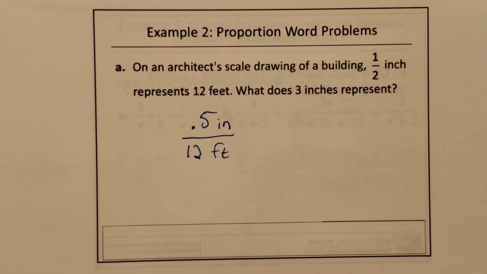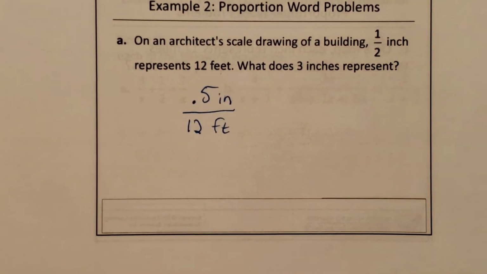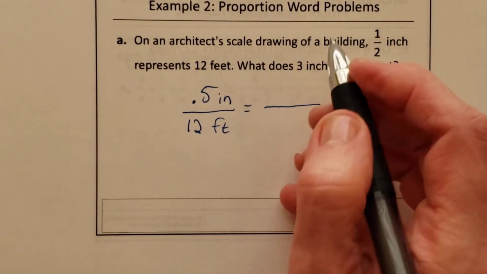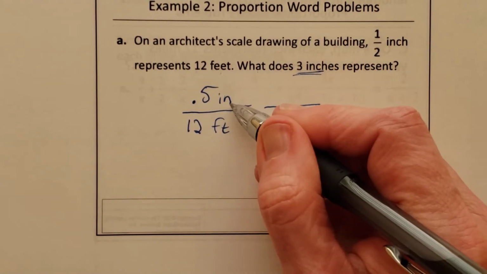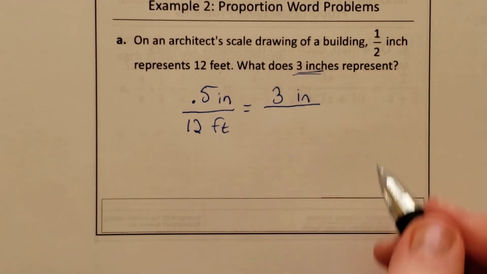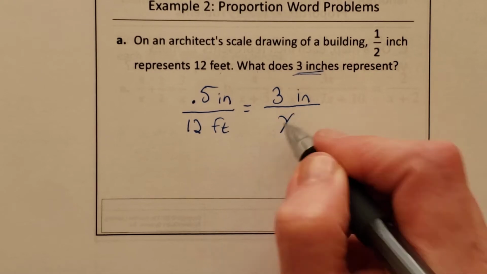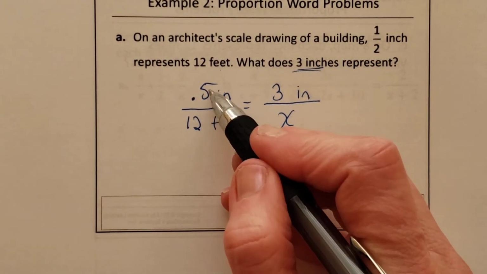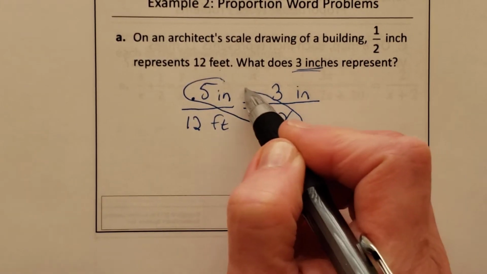And I find that when I label what the quantities represent, it helps me make sure my proportions are correctly set up. So this says 3 inches. Well, where do I have my inches, on top or on bottom? This is inches, so I have to put my 3 on top. And the question is basically, how many feet does 3 inches represent? I don't know. So that's my proportion. I have a fraction equal to a fraction, so I'm going to cross multiply.